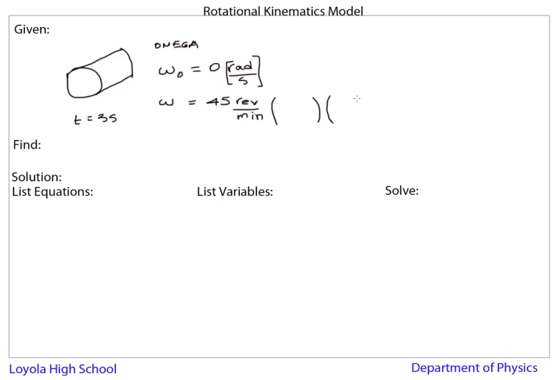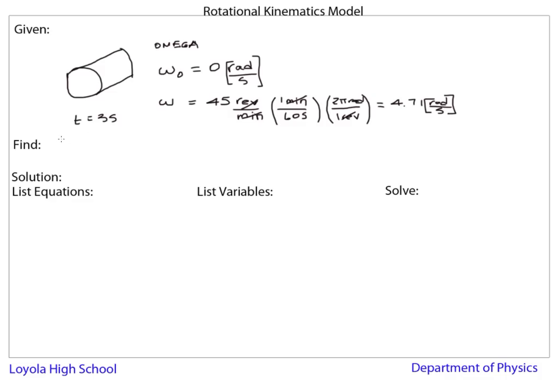So in the given, I'm going to do the conversion so that I'm in the correct consistent units from the get-go. So we want radians per second, so 1 minute is equal to 60 seconds. And 1 revolution is 2 pi radians. So my minutes cancel there, my revolutions cancel there, and I'm left with radians per second. And when you do the calculation here, this is 4.71 radians per second. So initial and final velocities and time.